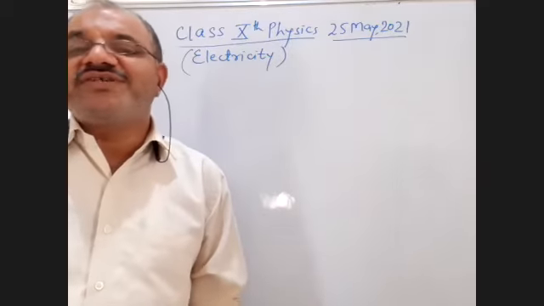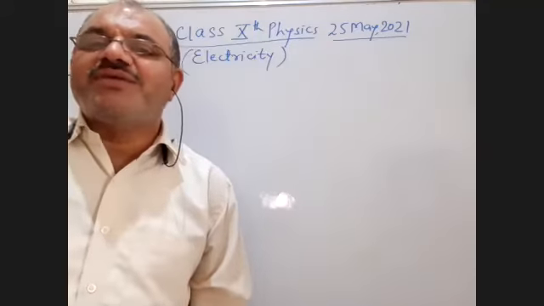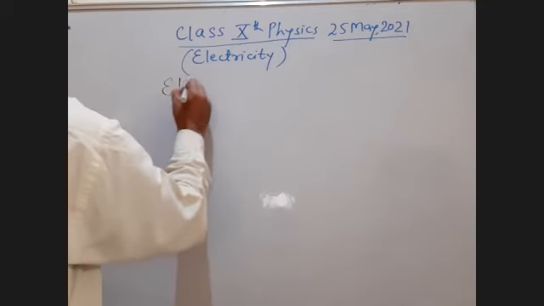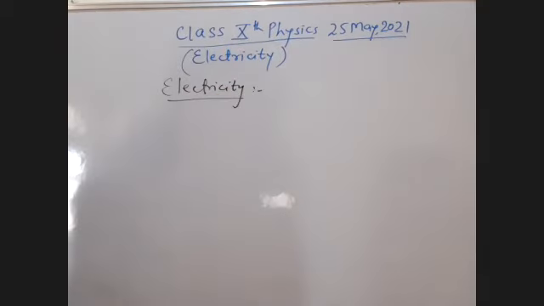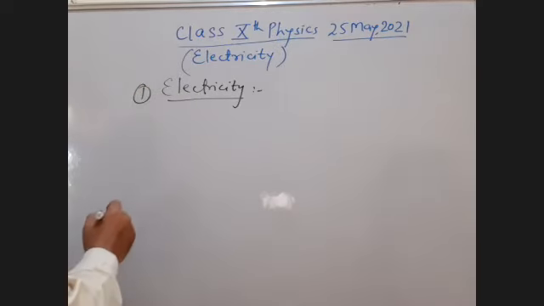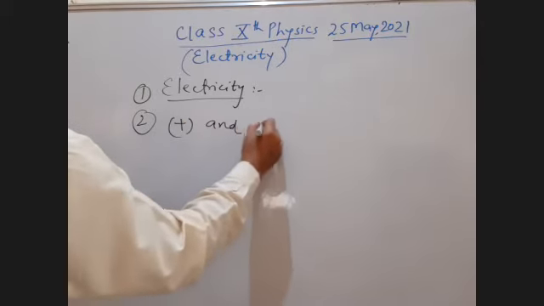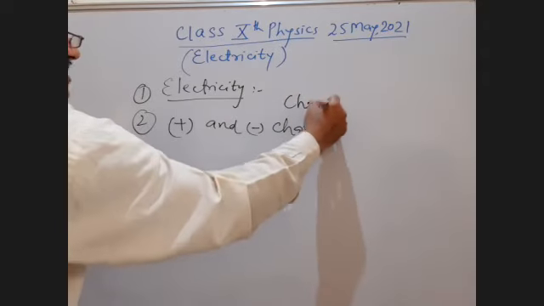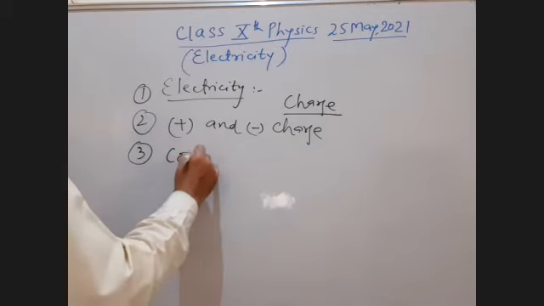Now students, the name of the lesson is electricity. I'll write down all the terms which I am going to discuss today. First is electricity. I will write down only the name of the term and explain further. The second term is positive and negative charge, and before that, I will discuss charge. And third, I'll discuss Coulomb.